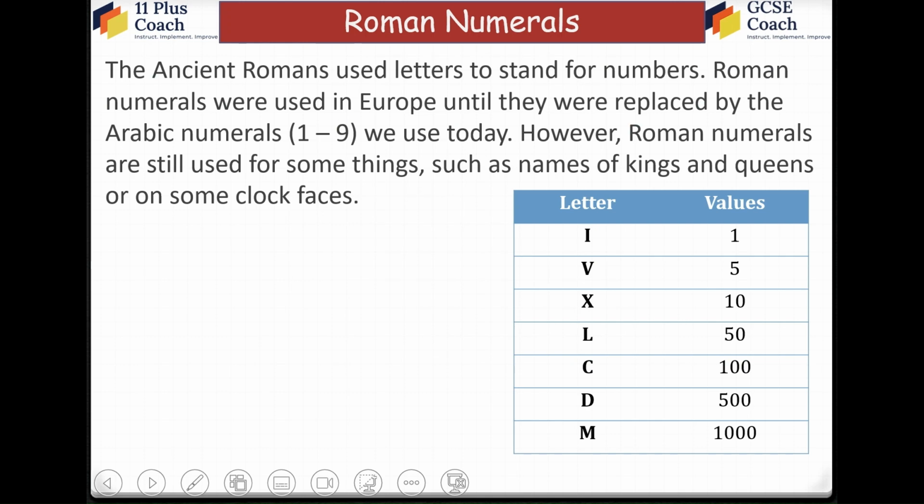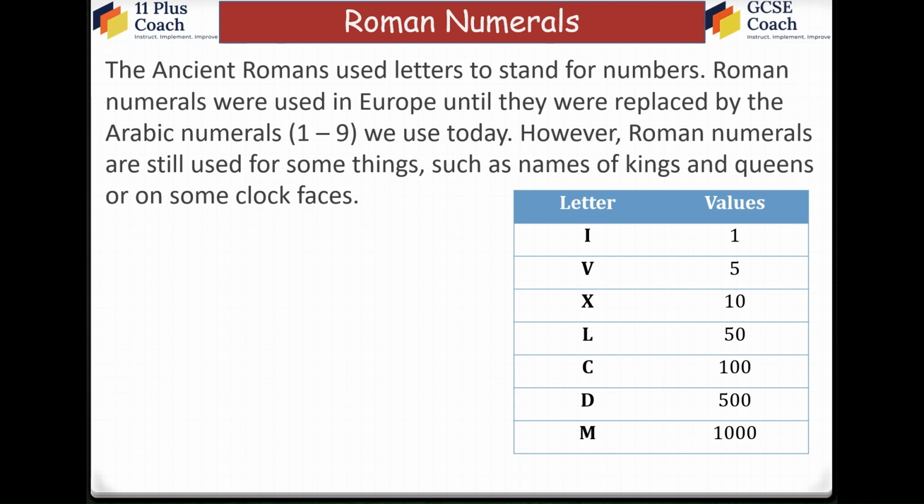In the ancient Roman times, the Romans used letters to represent numbers. On the screen, you see the letters they used for the common numbers they had at that time. After a while, the numbers obviously were not very useful for complicated maths, and they were replaced by Arabic numerals, the number system that we use today, the numerals from 1 to 9. That was introduced to the Western world, so they became the prominent way of using numbers. So they're known as the Arabic numerals.